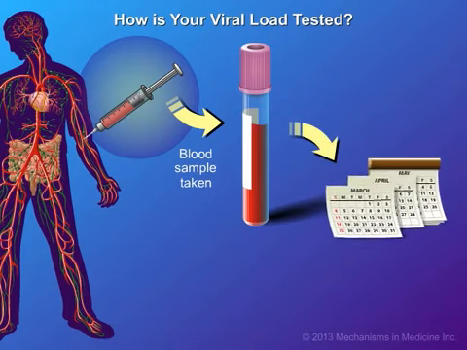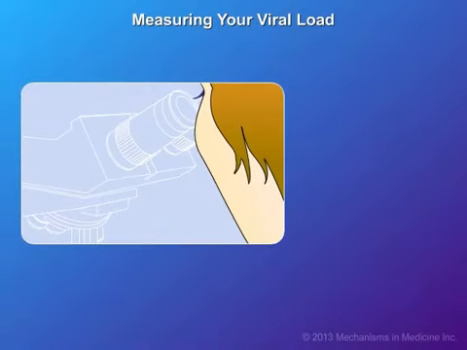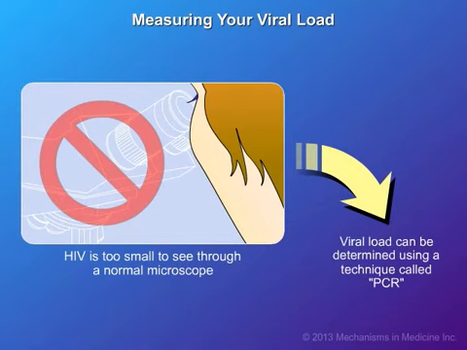After that, the doctor may have your viral load tested every 3 to 6 months to monitor your disease and before and after you start or change therapies. HIV is too small to see through a normal microscope, so viral load must be determined in different ways.